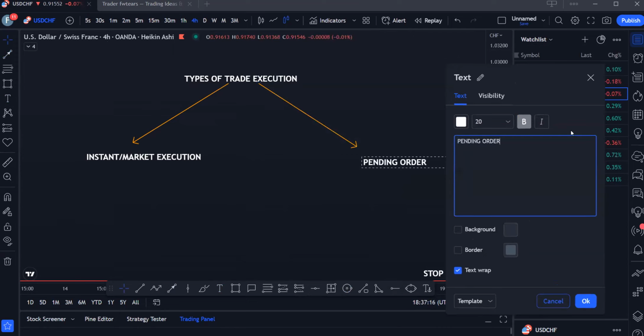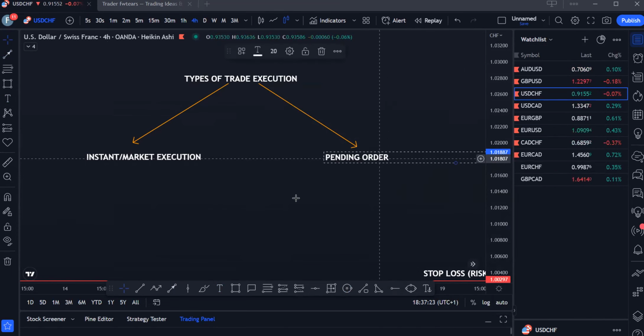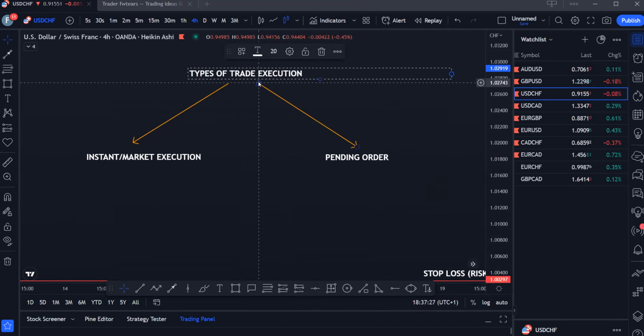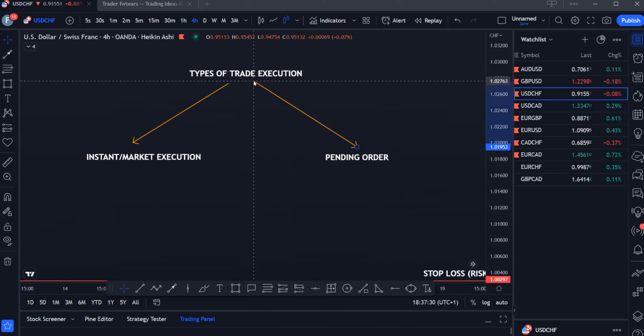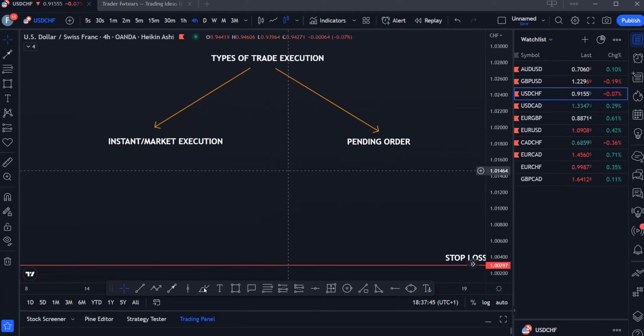Okay. Now, at different points in your trading career or journey, you need to use either of these types of execution. But as a beginner, you'll be drawn to market execution. Also, based on your trading strategy, that will predict what you should use. So when we talk about market execution or instant execution, what exactly are we talking about?